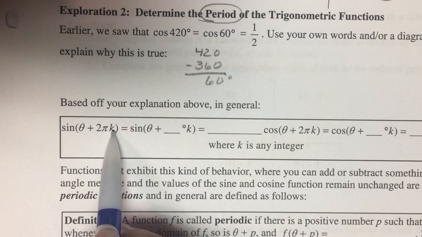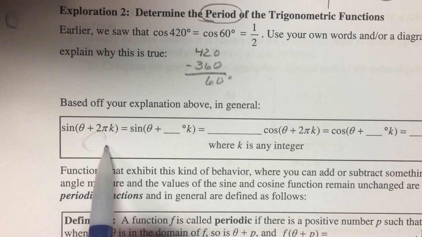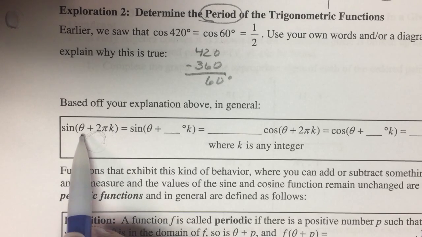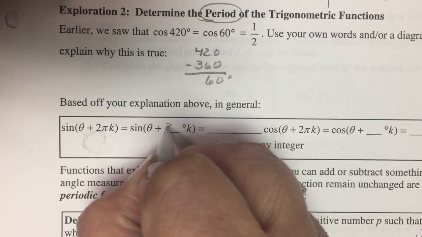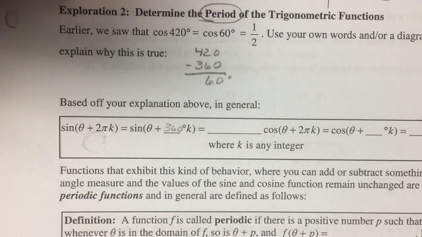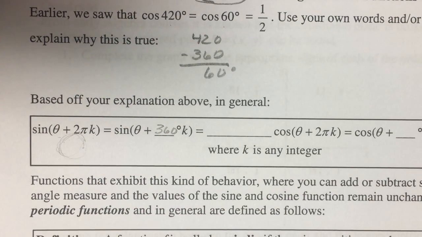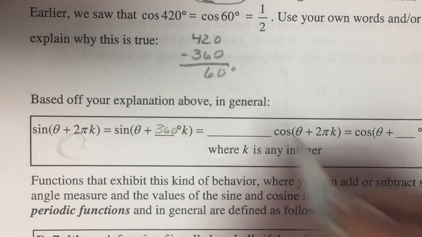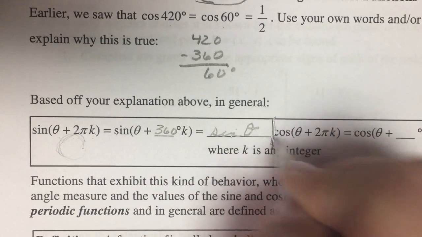Or if I take k equal to 2, that's 4 pi. So every time I raise k, it just means that I'm making one more complete revolution, which means I'm ending up at the exact same place. So the sine of theta plus 2 pi k, which is the same thing as the sine of theta plus 360k, because of course 360 and 2 pi mean the exact same thing, is equal to the sine of theta.